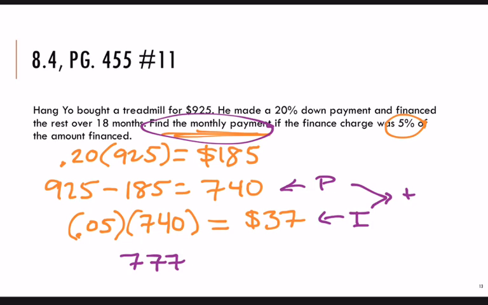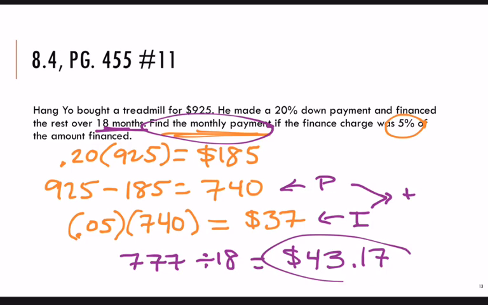And then we need the monthly payment. Well, this is a loan for 18 months, so divide by 18, and that should tell you how much is paid per month. Okay, rounded, that's $43.17.